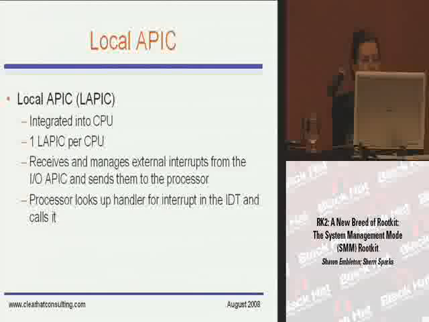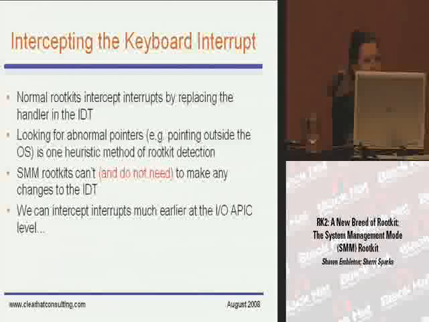Normal rootkits intercept interrupts by replacing the handler in the IDT. Of course, looking for abnormal pointers in the IDT is a heuristic that a rootkit may be installed, and it's a heuristic that quite a few detectors try to employ. Incidentally, this is also one of the drawbacks of our Deeper Door rootkit that we talked about. We needed to intercept an interrupt indicating frame arrival. Using this technique, by moving all our code into SMM, we can actually get around that, because SMM rootkits can't make changes to the protected mode IDT. It wouldn't do it any good, and more than that, they really don't need to.